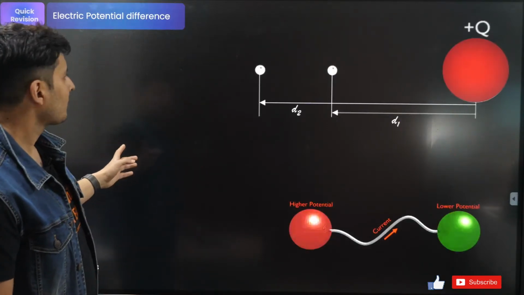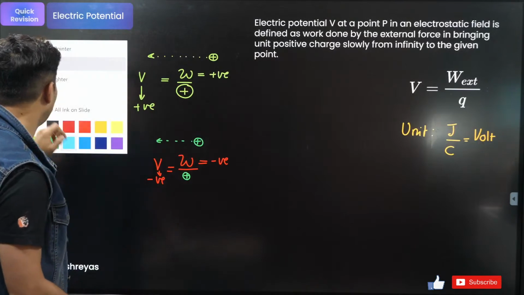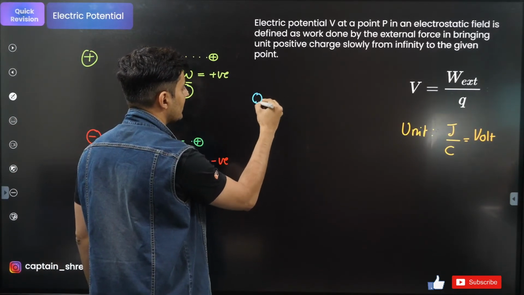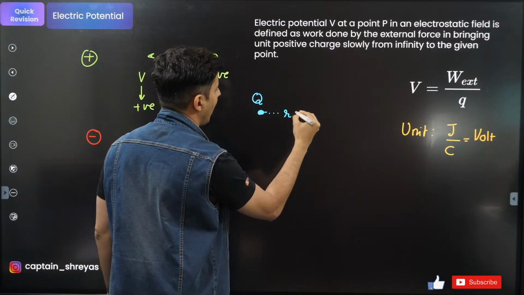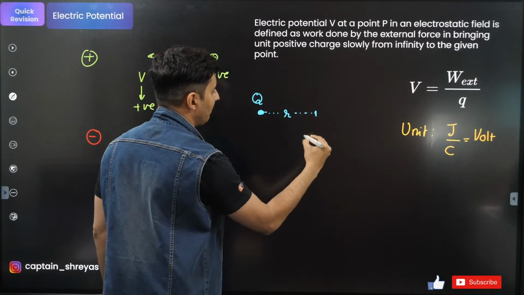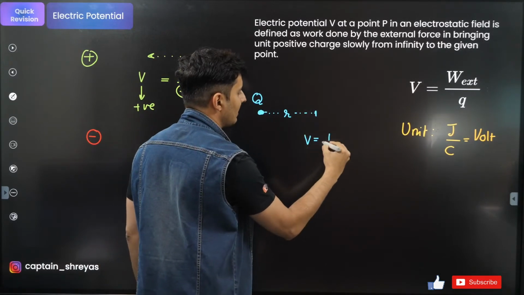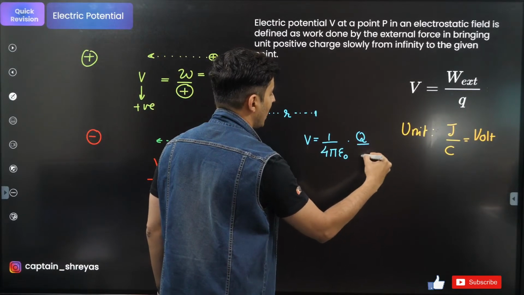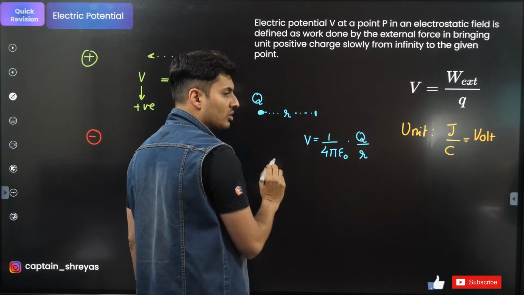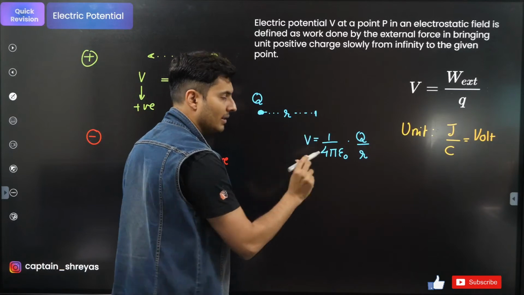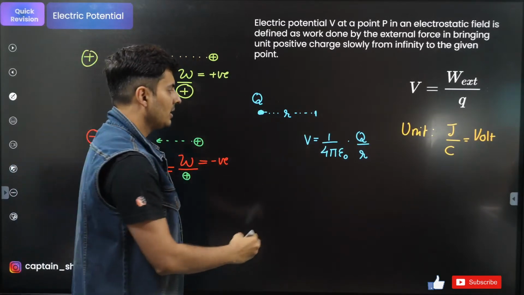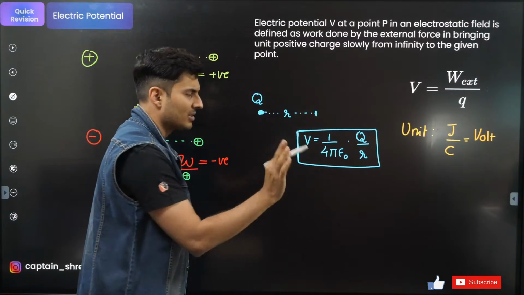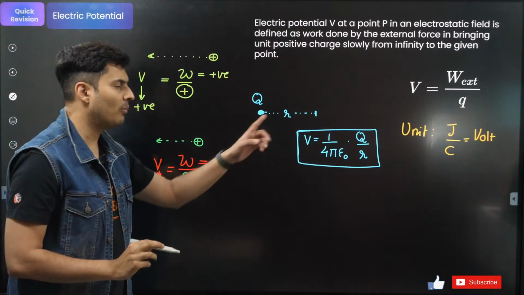I'll just make it a point over here. If I take a point charge Q and I'm at a distance R from it, then the potential at that point is just given by 1 by 4 pi epsilon naught, Q by R. No Q square, no R square. That's the important thing you should remember. There is no square of Q, there is no square of R. That's how simple the formula is for a point charge.